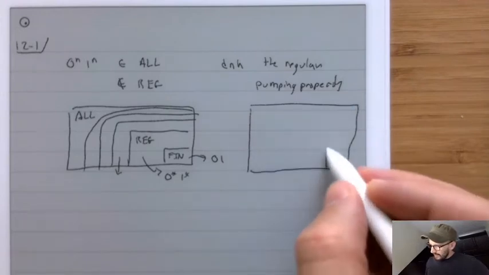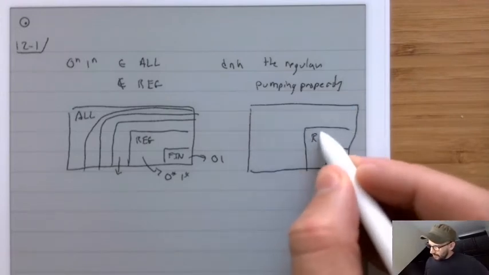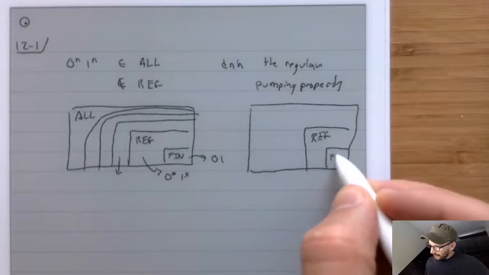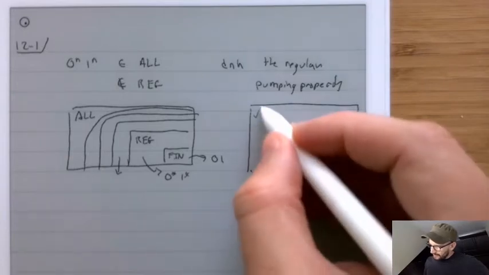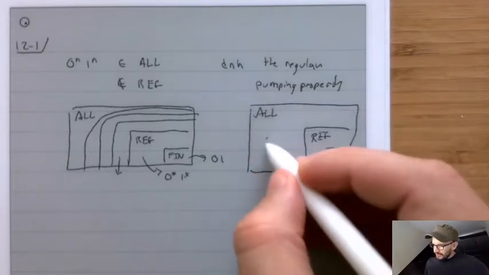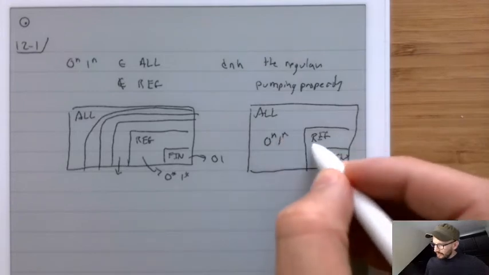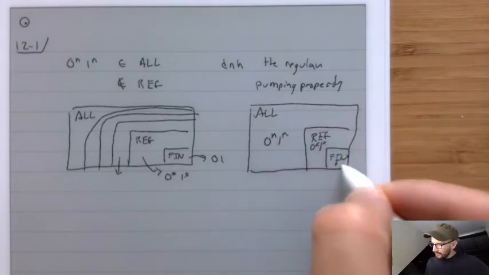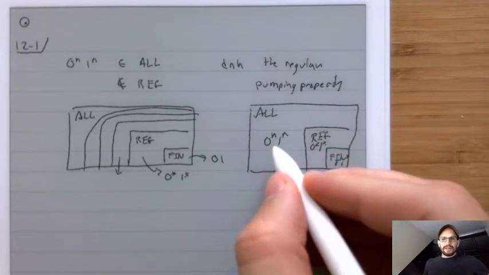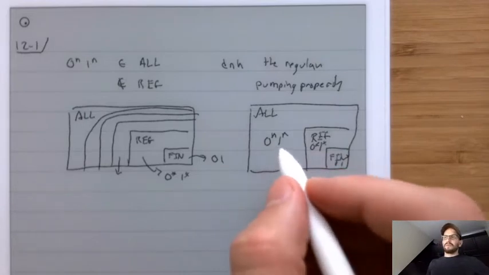So let's pretend that all we know is this picture. And we know that 0^n 1^n is out here, 0*, 1*, and 0, 1. So now let's try to define that set. Let's come up with a way of writing that down.